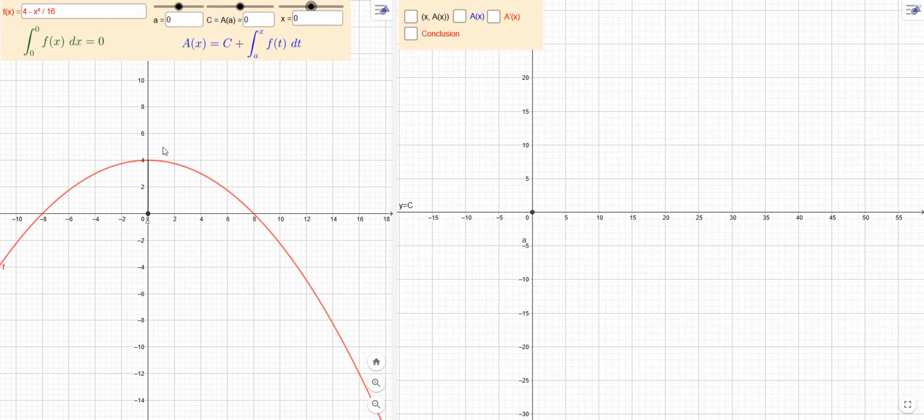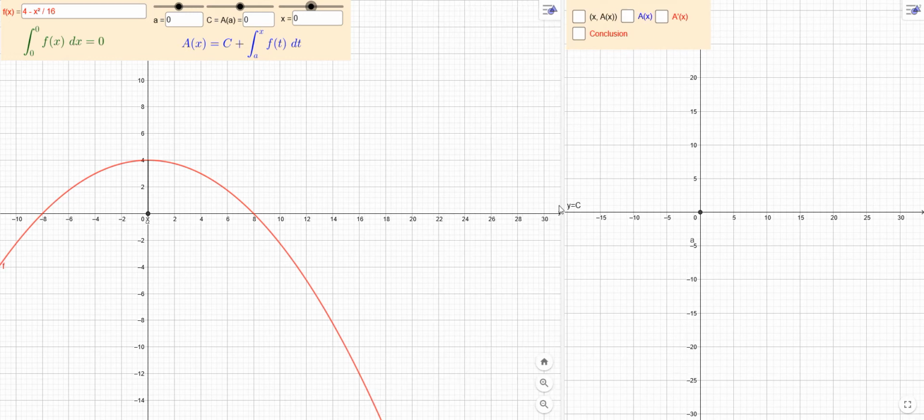So with this app that I've made in GeoGebra, and by the way, this is available through the GeoGebra website, we can type in a formula for a function. So here I have f of x equals 4 minus x squared divided by 16. Type any formula you want in there, and you'll see it graphed in this left window in red.